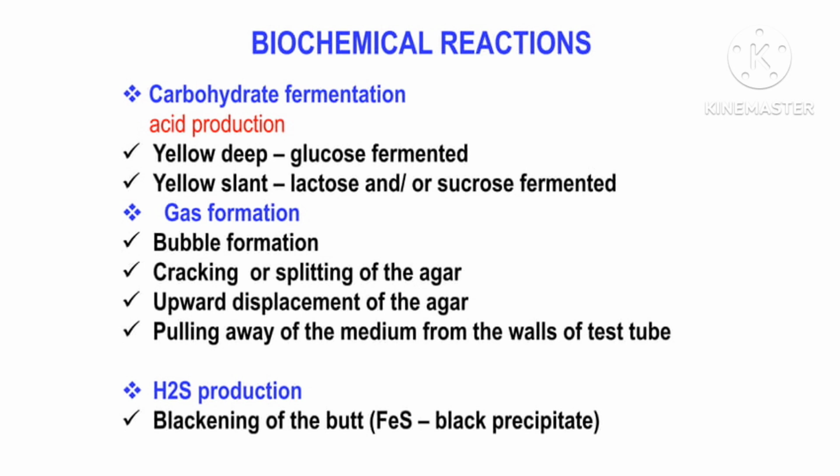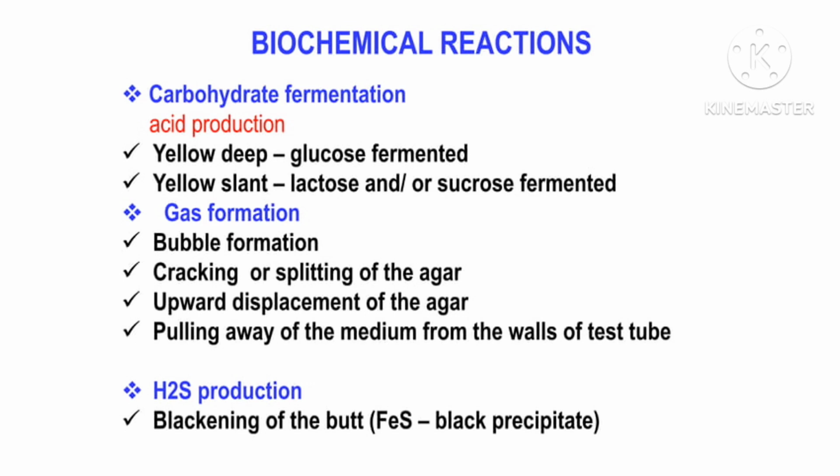And the biochemical reactions, that is carbohydrate fermentation, gas production, H2S formation. These are the different reactions seen in TSI. First, it is carbohydrate fermentation. If carbohydrate is fermented by the organism, due to acid production, the color of the medium changes from red to yellow. So if it is a yellow butt, it shows that glucose is fermented. Glucose is having the lowest percentage in the medium. So if the yellow color is a deep yellow, glucose is fermented, and if a yellow slant is seen, that can be lactose or sucrose that is fermented.